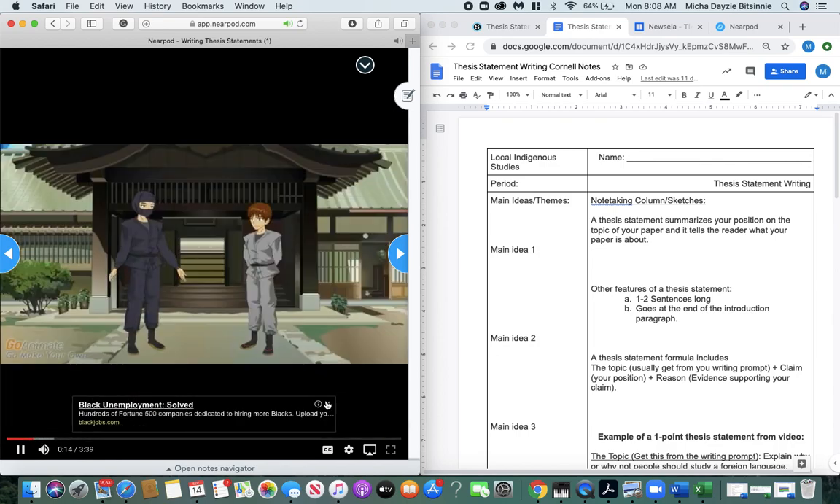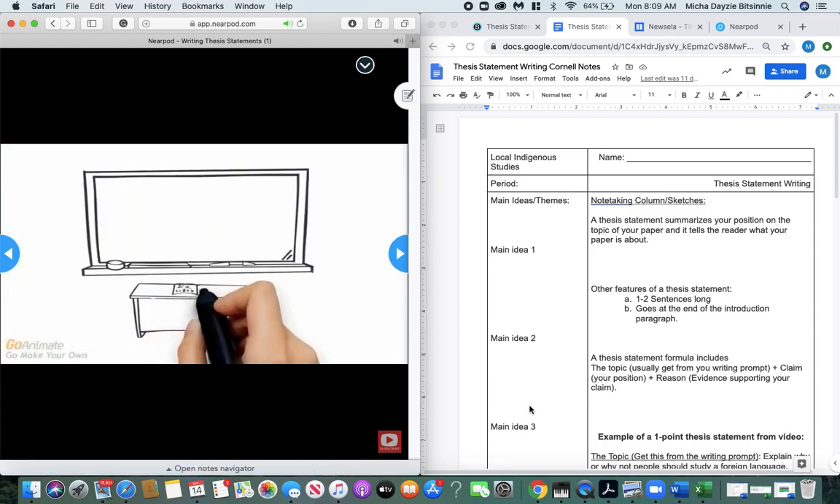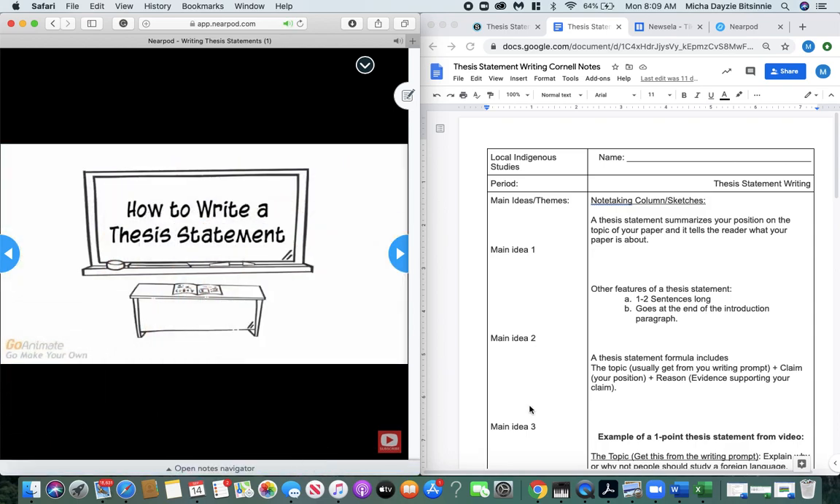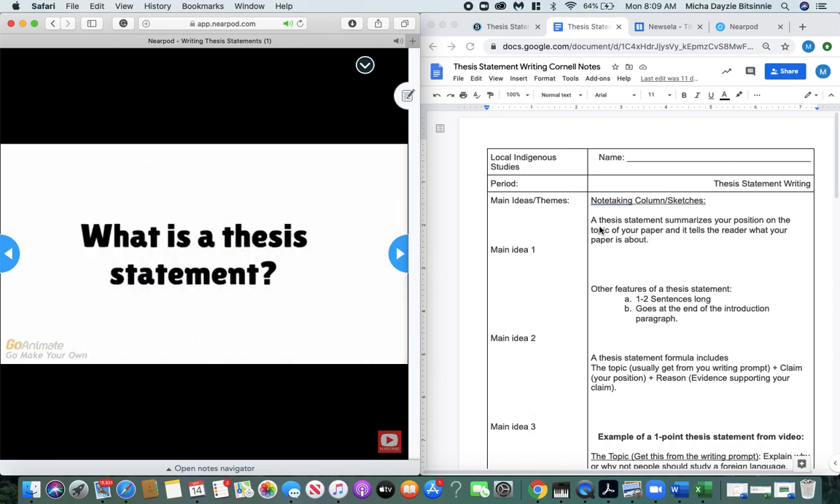Young ninja writer in training. If you want to become a writing ninja, you... How to write a thesis statement. What is a thesis statement?